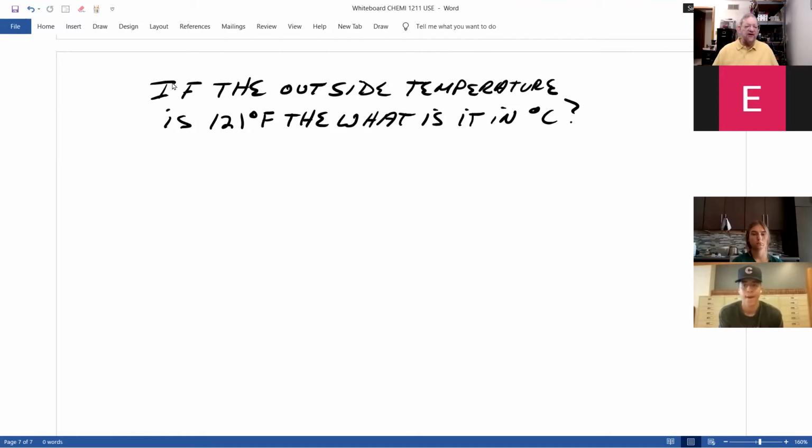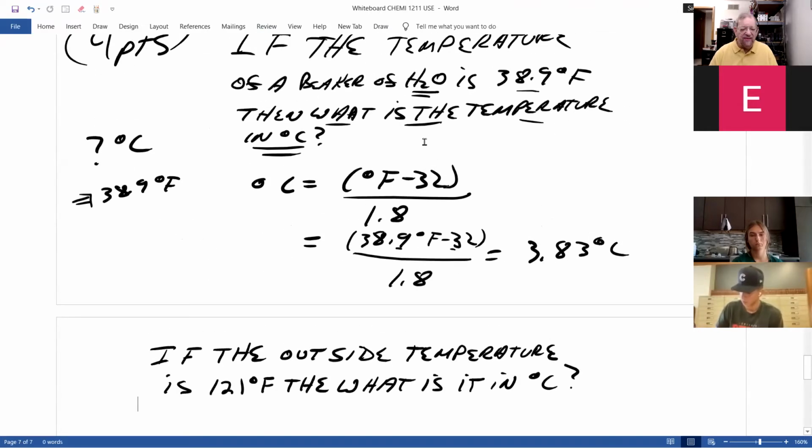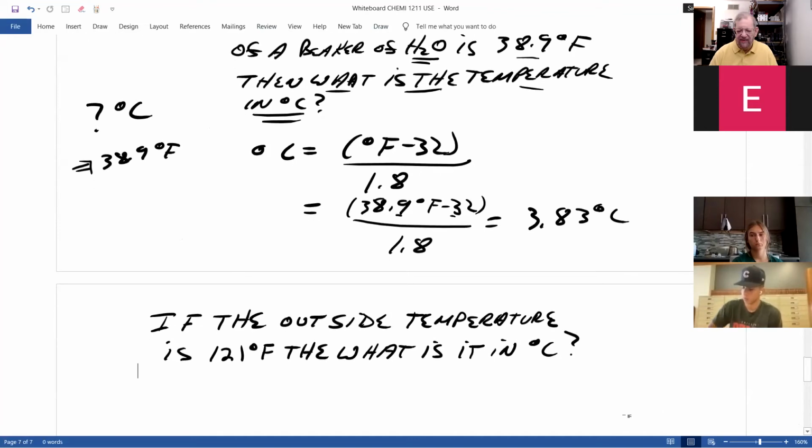All right, if the outside temperature is 121 degrees F, which I hope it won't be, then what is it in degrees C? Why don't you just try setting it up and let me help you out a little. Hint, use this formula. If you don't have a calculator, just set it up.